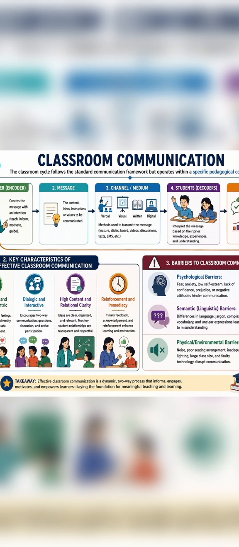Whether you are preparing for competitive teaching exams or you are an educator looking to master your craft, understanding classroom communication is your ultimate superpower. Today, we are breaking down the entire classroom communication cycle, its key characteristics, and the hidden barriers that can disrupt it, all using simple real life examples. Let's look at the five core steps as shown in the slide.